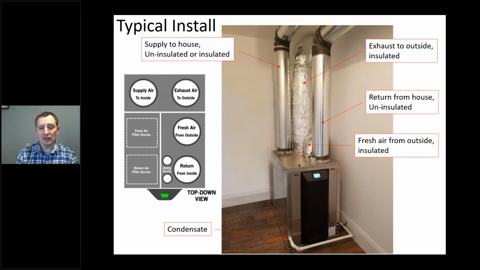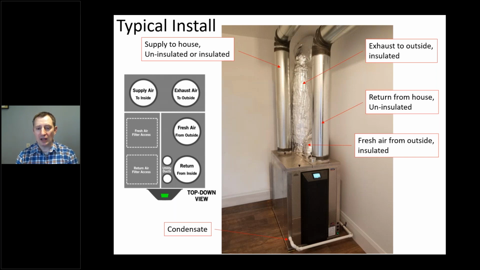The back left duct is the supply to the house. So that in this case is uninsulated, but that can have some level of insulation if you want to maintain the condition from the CERV going to different supply locations in the house. The back right duct is the exhaust to the outside. So you can see that's very well insulated as it needs to be.